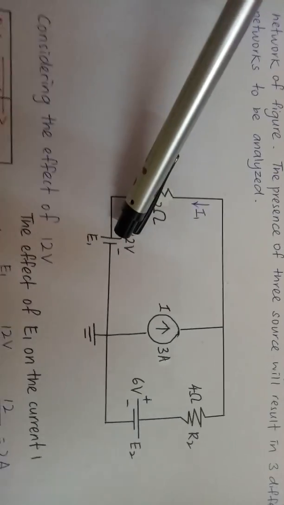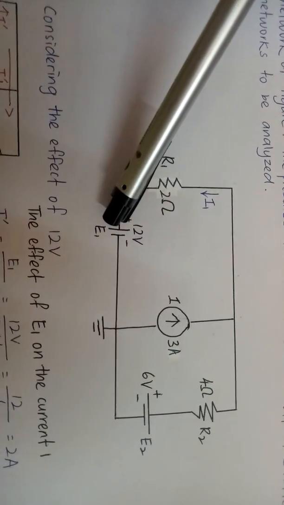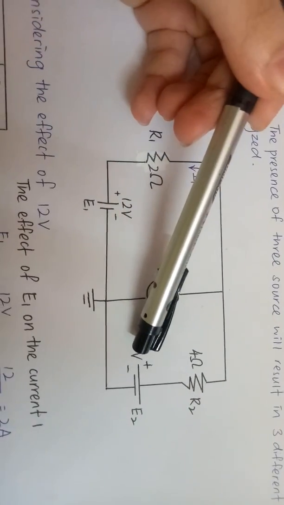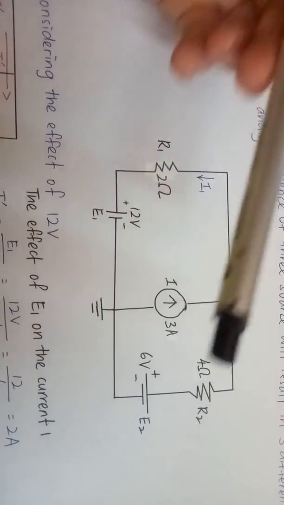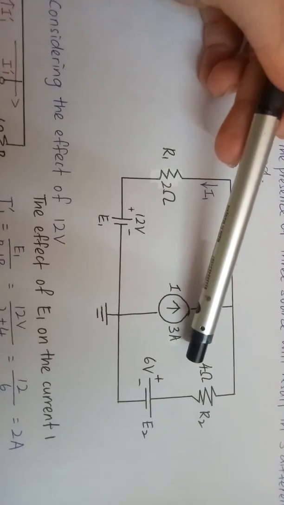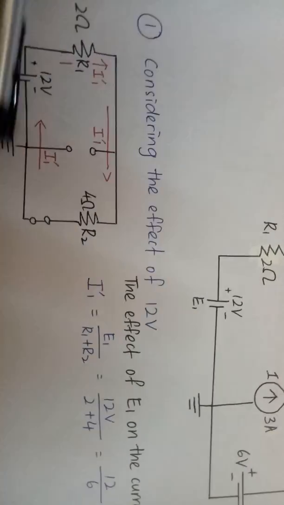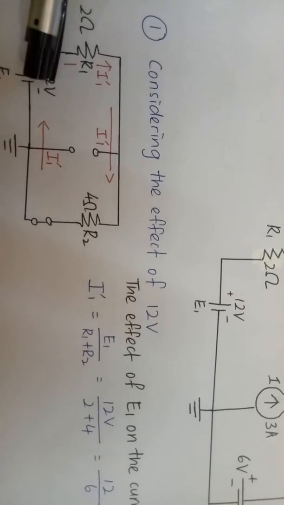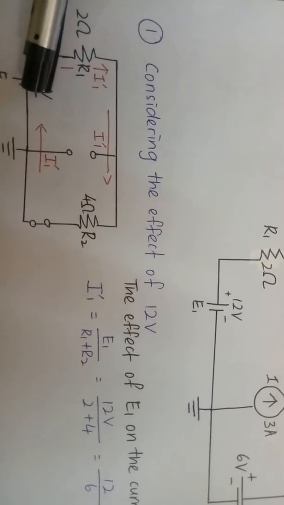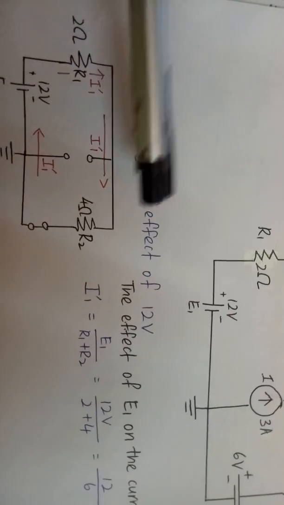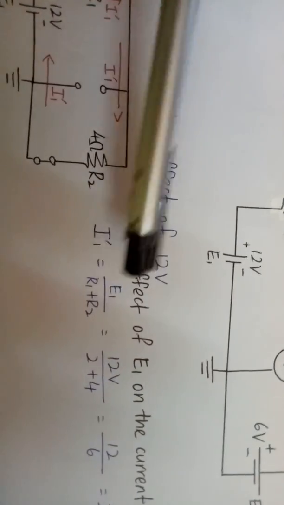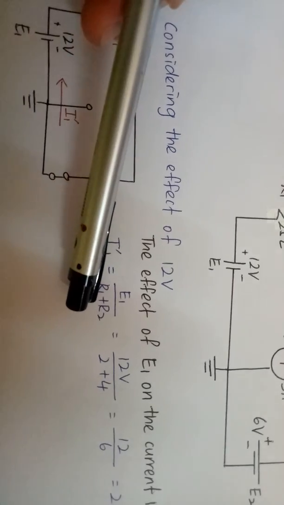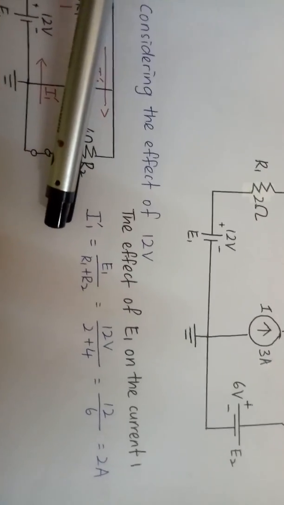Thus, when I consider this effect, I let this current source become an open circuit and this voltage source become a short circuit. By considering this one as an open circuit, it becomes a series circuit like this. The current flows through the series circuit from the positive direction to the negative direction. To find the current that flows through all these circuits, we can apply Ohm's law. In series circuits, the resistors can be added like this. Thus, we find that I'1 is 2 amperes.